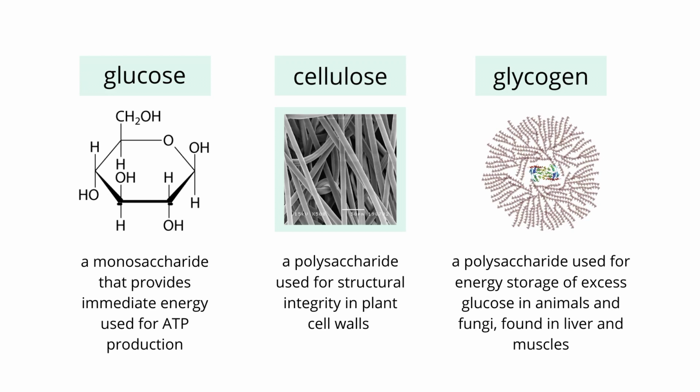Carbohydrates serve many purposes in life, one of them being an immediate energy source. Glucose is a monosaccharide that is one such immediate energy source, and it can be used for ATP production. Cellulose is a polysaccharide found in plant cell walls, and cellulose serves to keep the plant upright in the absence of a skeletal structure. Because plants don't have bones, they rely on the cellulose in their cell walls to keep them upright. Glycogen is another polysaccharide, and glycogen stores excess energy or glucose in animals and fungi. Glycogen is typically found in the liver of most animals.